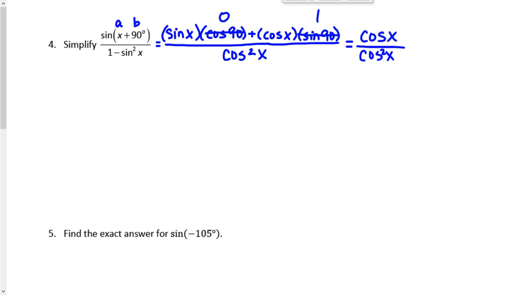All right, I heard somebody say keep, change, flip. Remember, keep, change, flip is when we're doing fraction divided by fraction. No, no. Can you simplify? You can simplify this. So you would cancel out some.